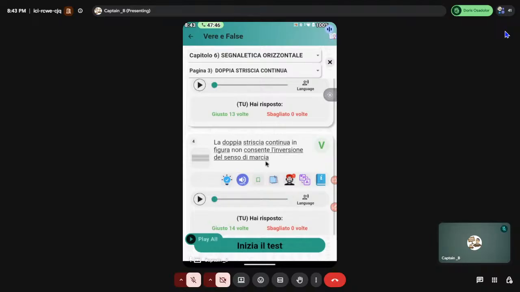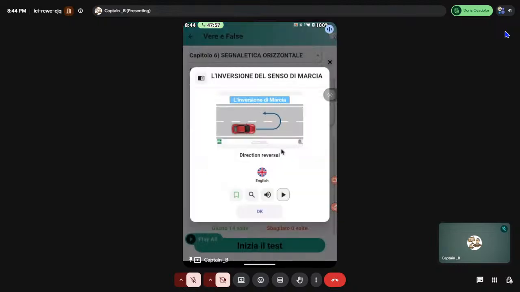Attention. Remember, the discontinuous line, which is the first one I taught, said that we can do inversione di marcia, we can do this kind of thing. The reason why we can do this reverse is because the middle line is what? Discontinue. Remember? Good.